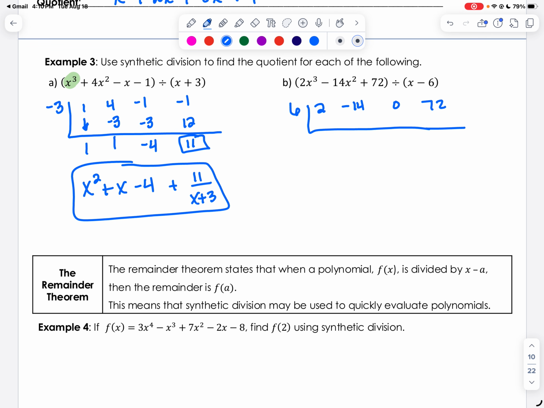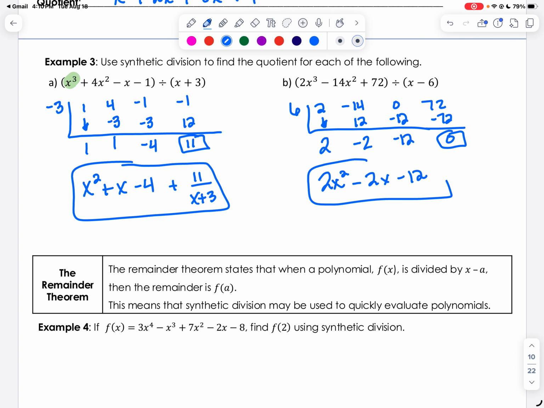All right, I want you to pause the video and try this problem on your own. When you're ready to check your answer, press play. All right, welcome back. I dropped down the 2, then I multiplied, and I added, then I multiplied, and I added, and I multiplied, and I added. So there's a remainder of 0. So my quotient here would be 2x squared minus 2x minus 12.